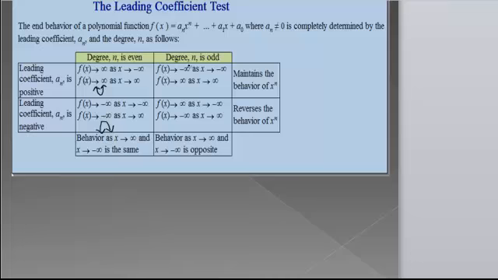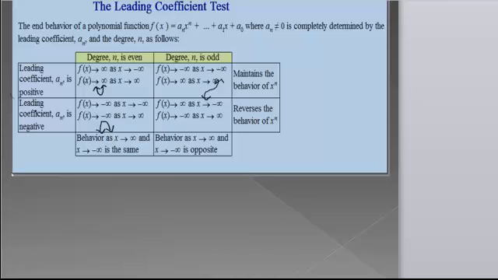Now look at this one. If your leading exponent is odd, and I should throw this in there, and your leading coefficient is positive, your graph looks like this. So as x is getting bigger, y is getting bigger. As x is getting smaller, y is getting smaller. And that's what this stuff in this box means.